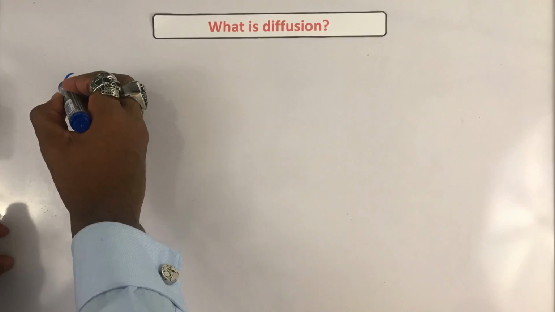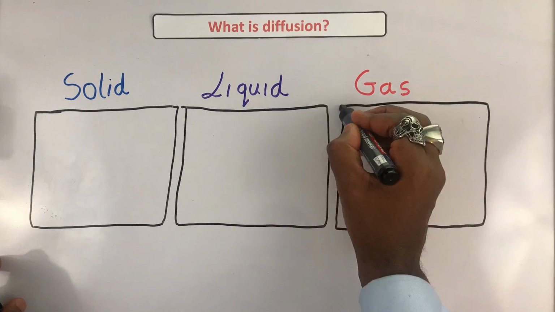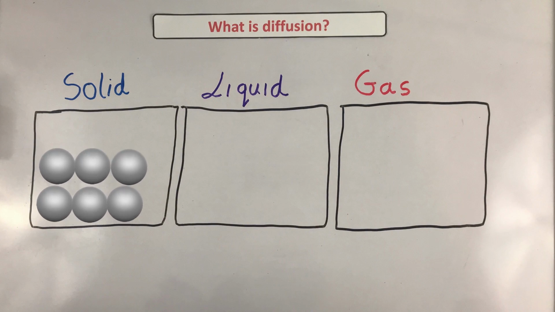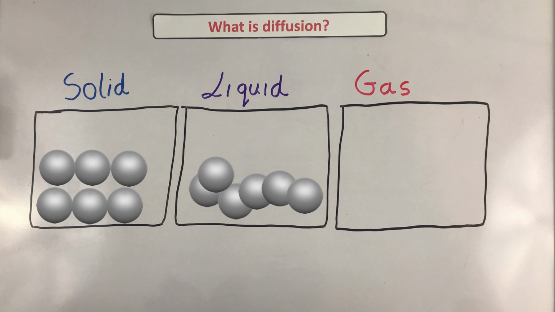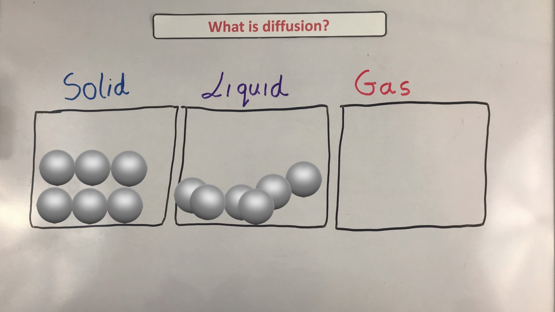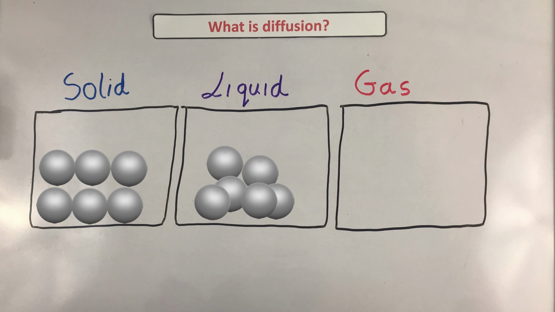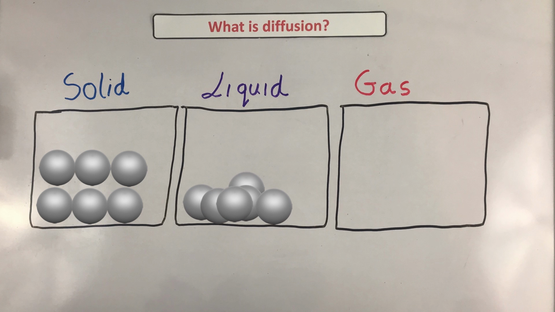Every single particle in the universe is in some sort of motion. Solids vibrate in a fixed position. Liquid particles slide and roll randomly around each other. Notice how they're still touching each other, so don't draw your liquid particles with mad gaps in between them. Gas particles move randomly and quickly in all directions.